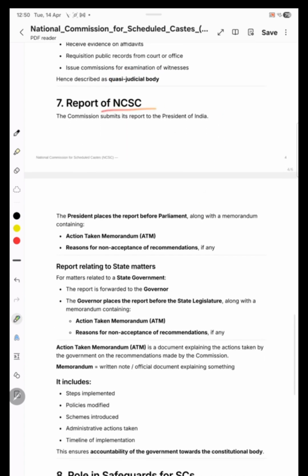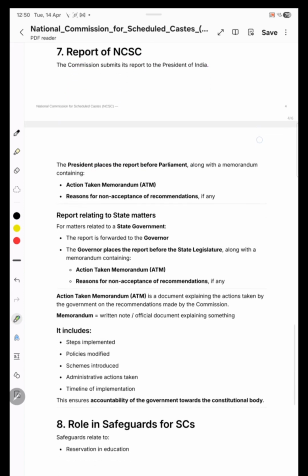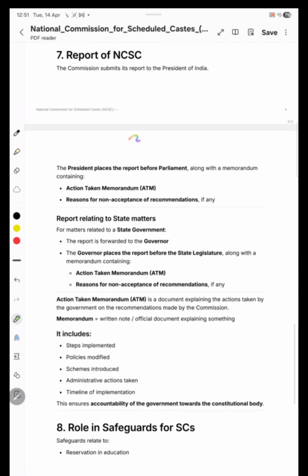Now the report of NCSC. So the commission will submit a report to the President of India. The President places the report before the Parliament. Okay, and for state matters, the report is forwarded to the governor, right? And then the governor will place the report before the state legislature. So along with the report, they present an action taken memorandum and reasons for non-acceptance of recommendations. Okay, so the commission will give recommendations.